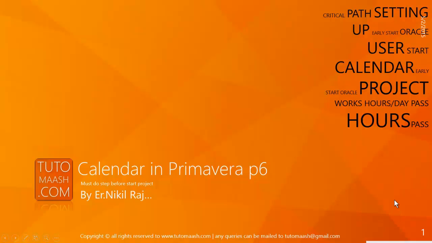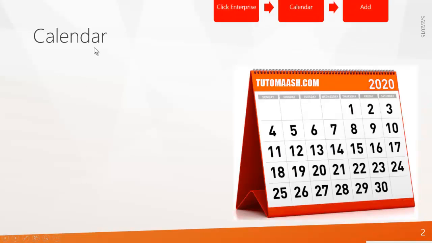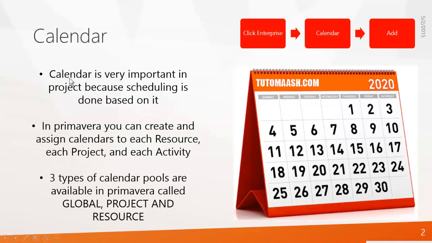Today our lesson is Calendar in Primavera P6. To access Calendar in Primavera, you have to click Enterprise, then go to Calendar and press Add. Calendar is very important in a project because scheduling is done based on it. In Primavera, you can create and assign calendars to each resource, each project and each activity. Three types of calendar pools are available in Primavera: the global pool, project pool and resource pool.